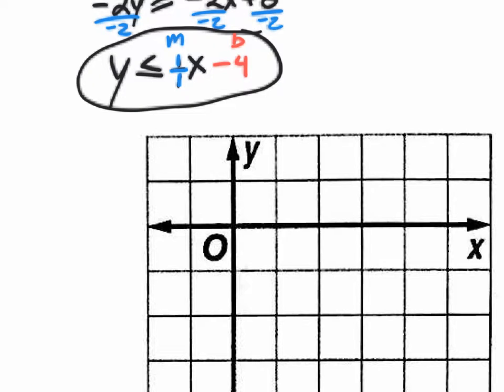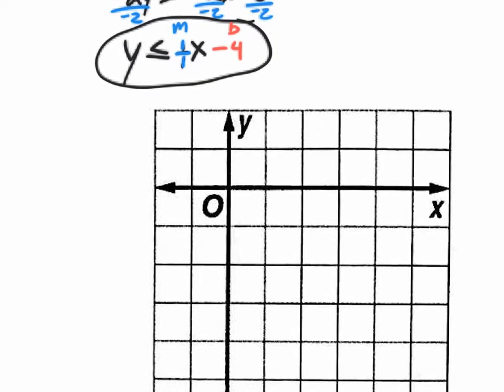So now that we have the slope-intercept form inequality, now I could graph. Again, I start graphing by going to my b value, which is negative 4. So let's go down to negative 4. 1, 2, 3, 4. Put a dot right there.